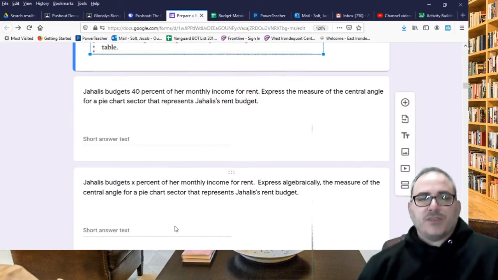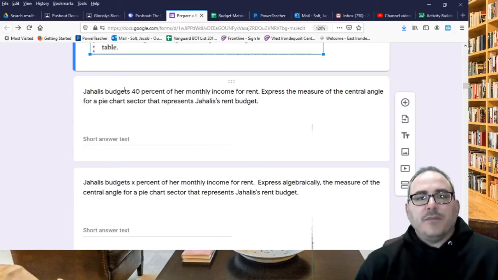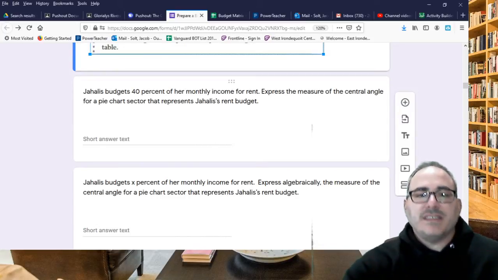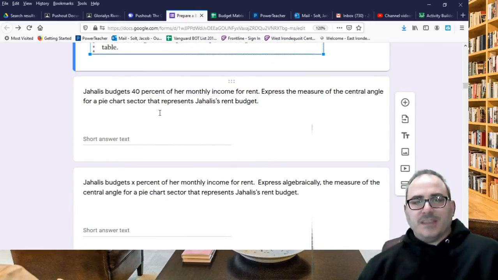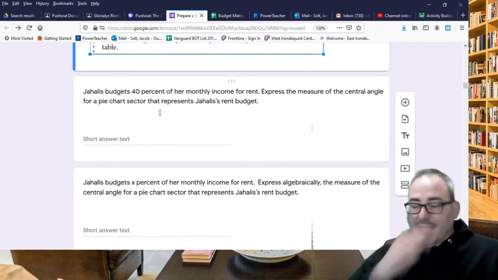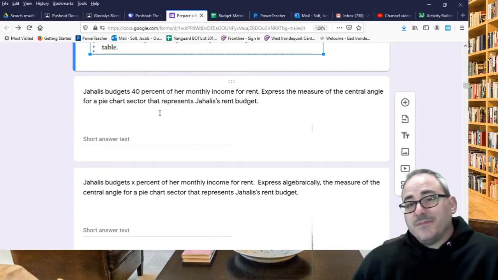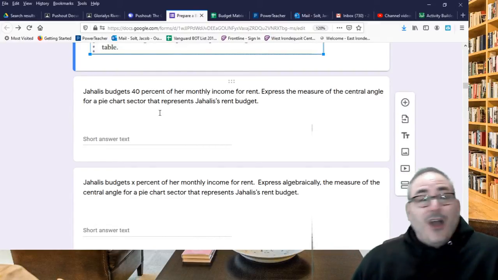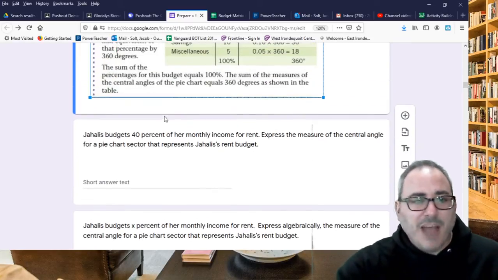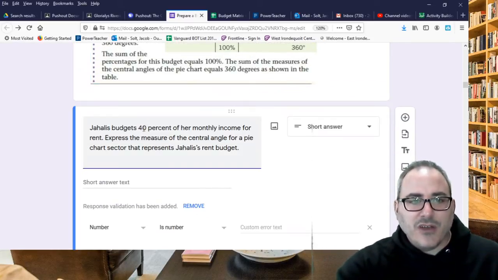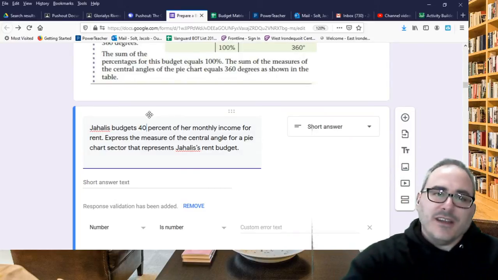All right, I think we'll move on here. So next practice question: Jahalise budgets 40% of her monthly income for rent. Express the measure of the central angle for a pie chart sector that represents Jahalise's rent budget. So we actually already did something like this. I'm going to have you pause the video and answer the question. So you're pausing and you're answering on your own. Great, you've unpaused the video. So we actually talked about this. I might have to change this here. I'm going to change it on you.